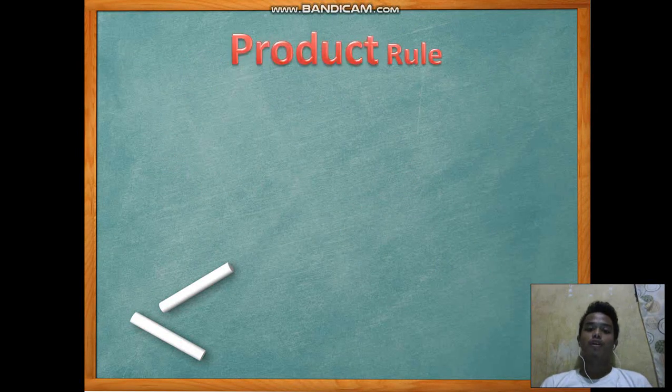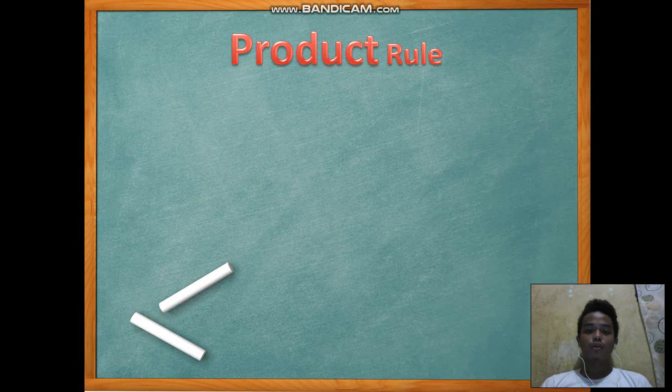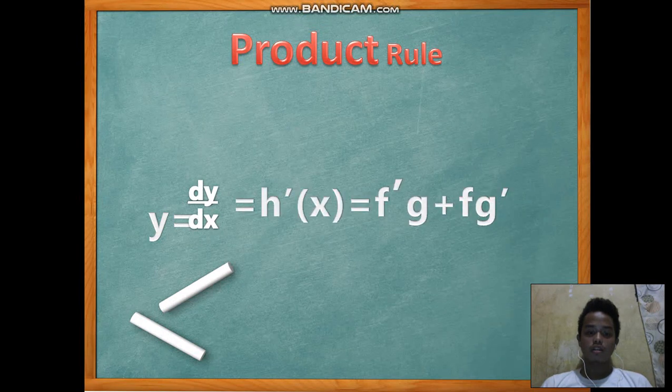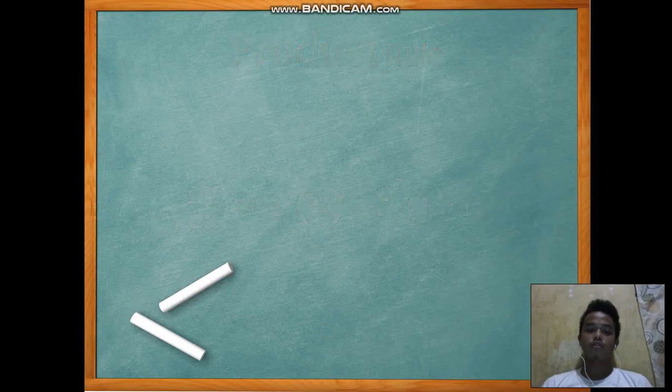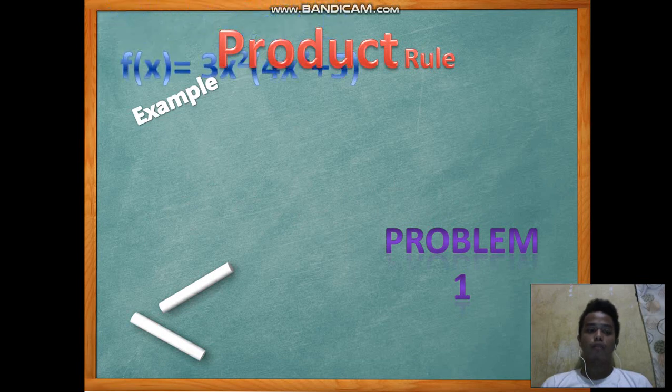So product rule, we are now in product rule. Product rule is just multiplying one function by another function, and basically these are all the same thing, but you need to take note of the formula: the derivative of f times the function g plus the function f times the derivative of g. So that is the product rule. Let's have problem number 1.